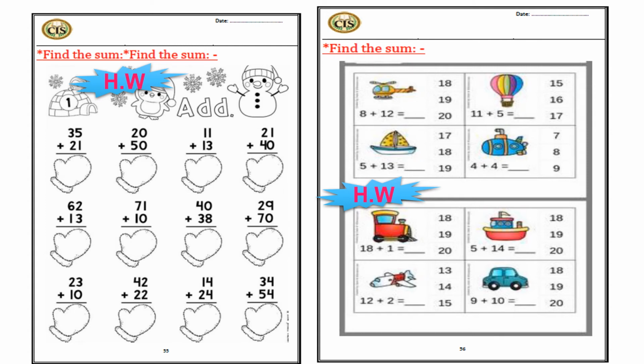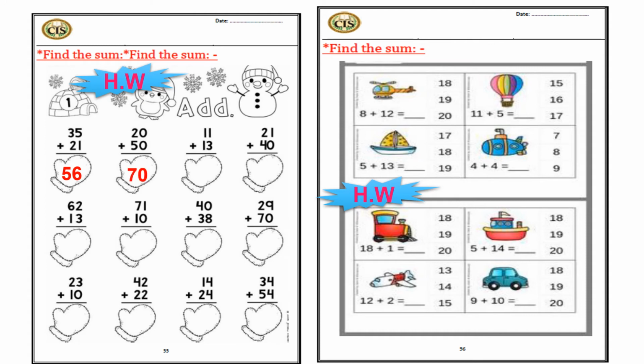Page 55. Find the sum. In the first one here we have 35 plus 21. As we did before, ones with ones, tens with tens. In ones place we have 5 plus 1 equals 6. In tens place we have 3 plus 2 equals 5. So the sum is 56. 20 plus 50. Ones with ones, tens with tens. 0 plus 0 equals 0. 2 plus 5 equals 7. So the sum is 70.